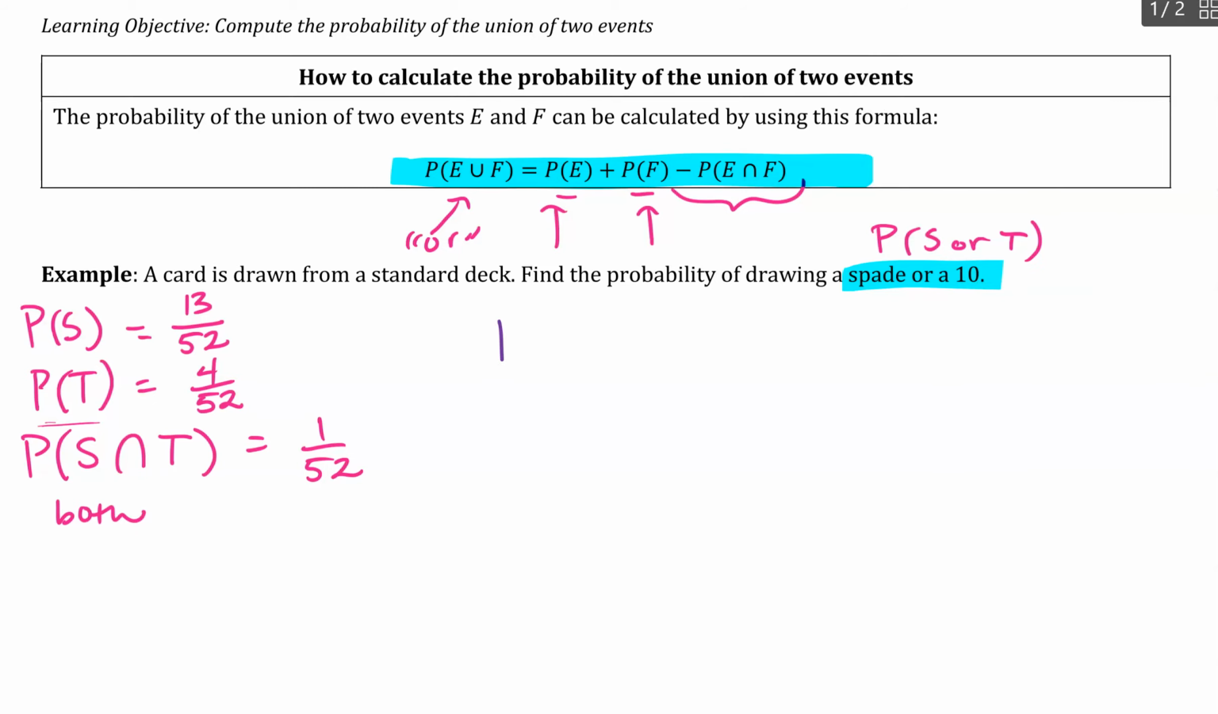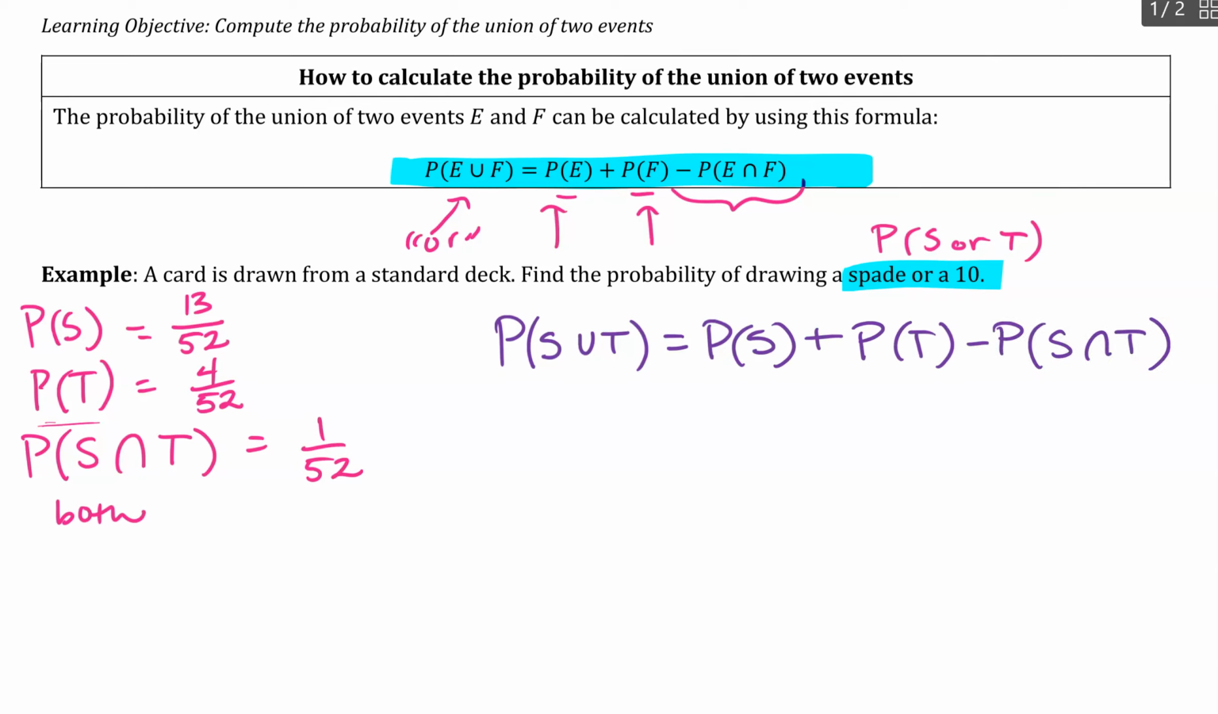So we want the probability that a card is a spade or a 10, which is equal to the probability of spade plus the probability of 10 minus the probability of that intersection, spade and 10. Let's plug in our numbers. We get 13 over 52 plus 4 over 52 minus that 1 that lives in both spade and 10 so that we don't double count it. And this is why I didn't simplify, so that I could easily add and subtract fractions with the same denominator. So 13 plus 4 minus 1 is 16 over 52.